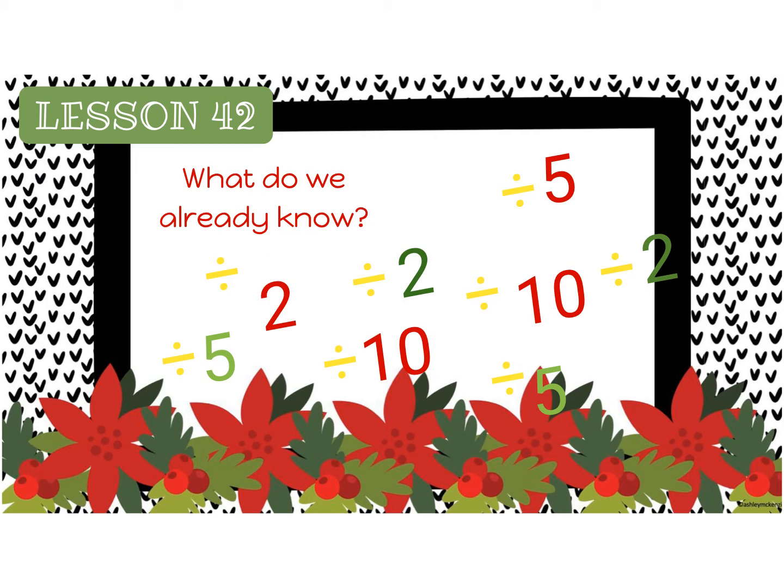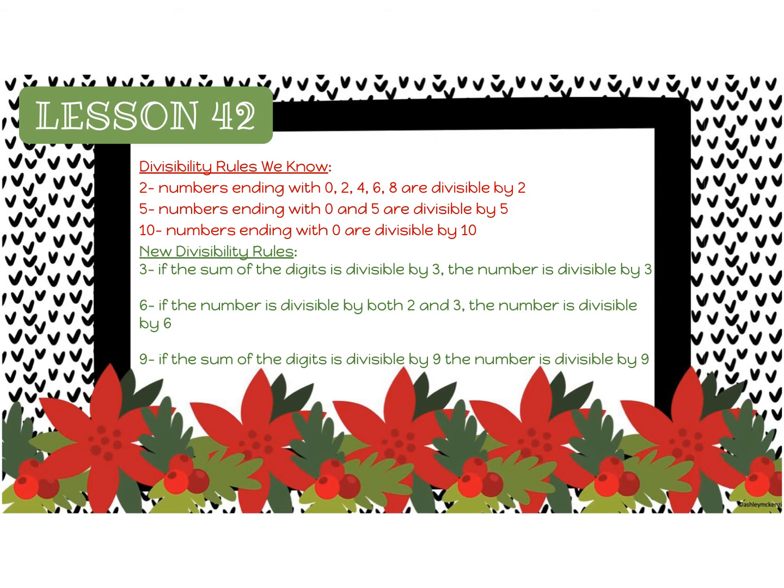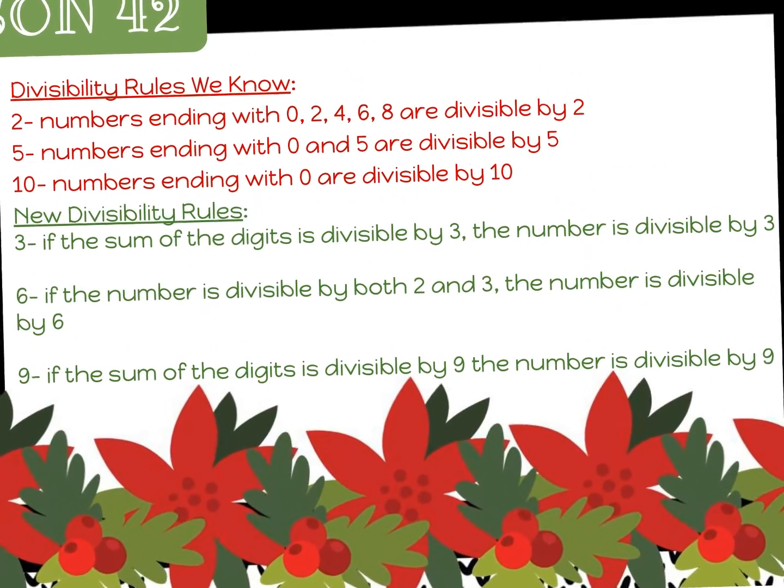So what do we already know? We know easily how to divide by 5, how to divide by 2, and how to divide by 10. Anything that's divisible by 5 is going to end with what digit? 0 or 5. Good. If it is divisible by 2, what kind of number does it have to be? Even. And if it's divisible by 10, what will it always end with? 0. Okay. Divisibility rules we know are the 2s, 5s, and 10s. Those are the easiest.